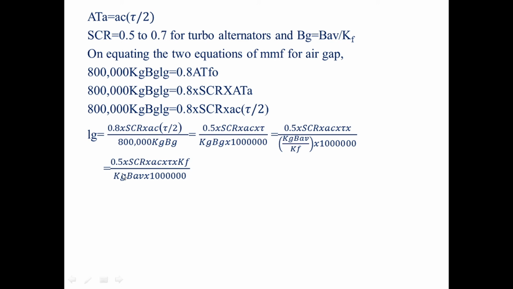That is, if you know the value of short circuit ratio, specific electrical loading, pole pitch, that is pi d by p, and field form factor, that is gap contraction factor here, and this is specific magnetic loading, we can find out the value of the length of air gap. So this is one of the important derivations to calculate the length of air gap.